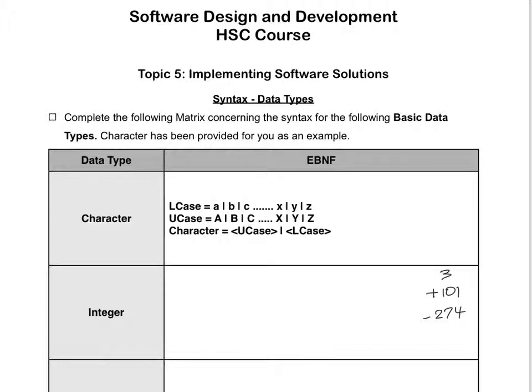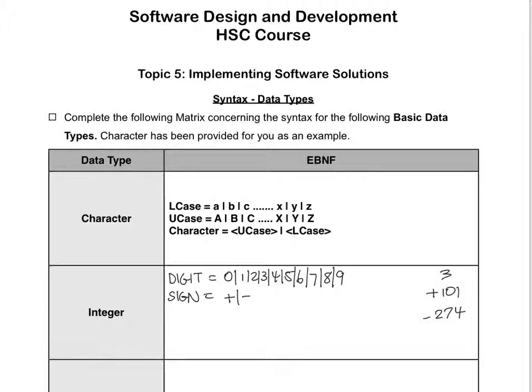So the first thing I'm going to do is define what a digit is, because I know that an integer is made up of digits. So digit is defined as either a 0 or a 1 or a 2 or a 3 or a 4 or a 5 or a 6 or a 7 or an 8 or a 9, and that's it. I know that it also has a sign. So I'll do sign is defined as a plus or a minus.